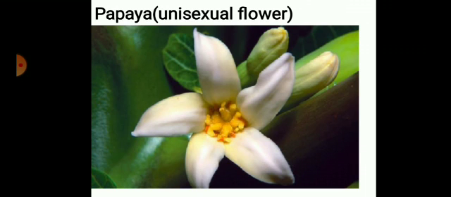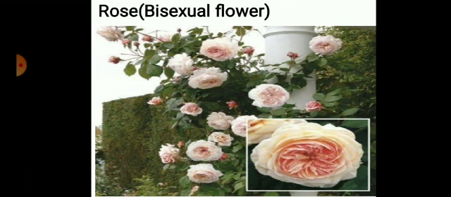The flowers which contain either androecium or gynoecium are called unisexual flowers. Example, corn, papaya, cucumber. The flowers which contain both androecium and gynoecium are called bisexual flowers. Example, mustard, rose.